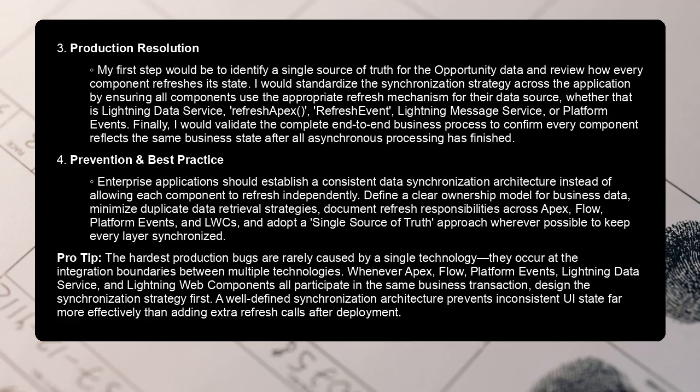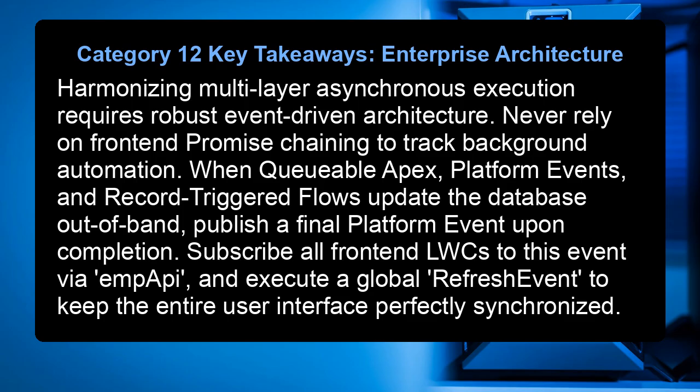Pro tip: The hardest production bugs are rarely caused by a single technology. They occur at the integration boundaries between multiple technologies. Whenever Apex, Flow, platform events, Lightning Data Service, and Lightning Web Components all participate in the same business transaction, design the synchronization strategy first. A well-defined synchronization architecture prevents inconsistent UI state far more effectively than adding extra refresh calls after deployment.